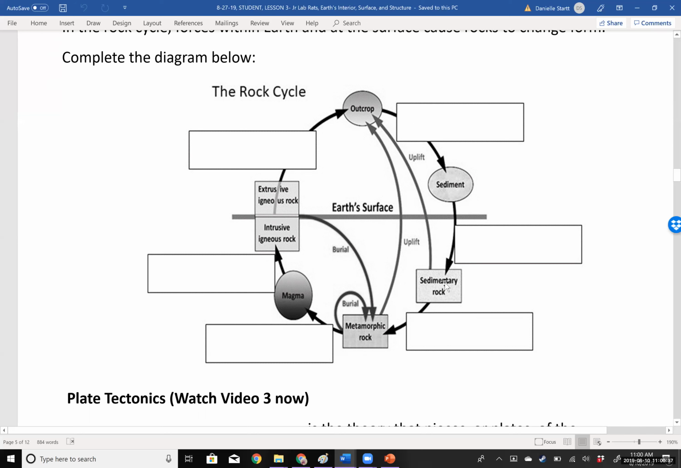And then what happens with the sedimentary rock right here in order for it to become metamorphic rock? What happens to the metamorphic rock in order for it to become magma? And then what happens to the magma in order for it to become intrusive or extrusive igneous rock? And then what happens to those rocks in order for them to outcrop, which means pop out above the surface, be clearly above the surface. So think about these, maybe look it up, see if you can figure it out, and we'll go over them in class, make sure everybody got them.